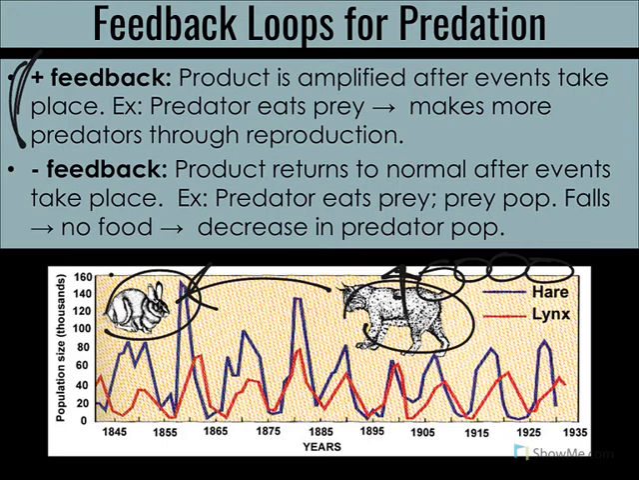A negative feedback loop in this scenario would be the predator eats the prey, and then the population of the hare drops. But then if there are fewer hares available, there's less food for this predator to eat. So a decrease in food might cause a decrease in the lynx population. So we see that over time, there's a fluctuation of these different populations, an example of negative feedback.